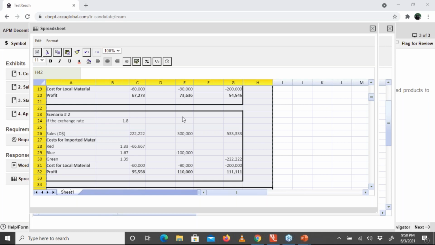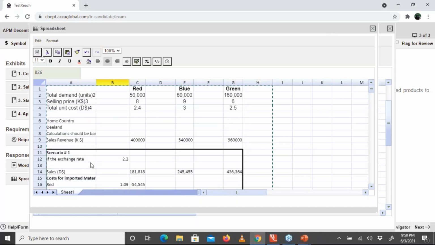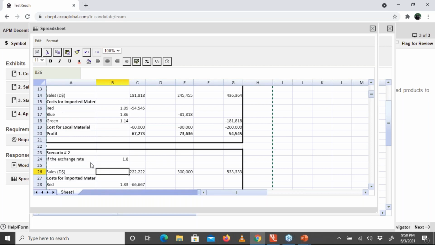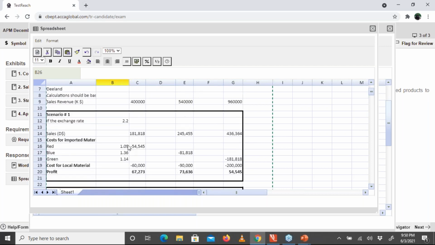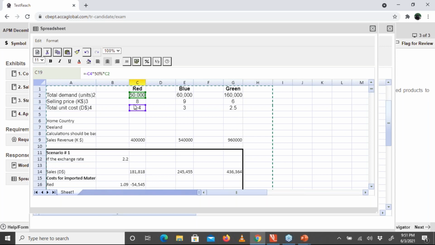I missed the bit on cost for local material, Nishil. Okay, Nishil, just wait a bit. You missed it for the local material. Local material, where's the local material? Okay, now see, a very important point. What is the cost for the local material? The cost for the local material is like this: C4, which is the cost per unit, multiplied by 50%, because 50% is local, 50% is imported. So multiply by 50%, multiply by the number of units.